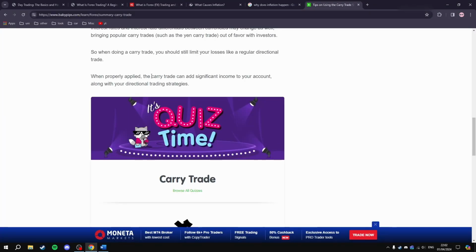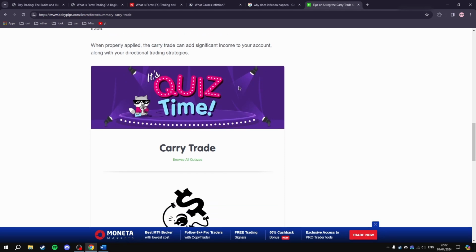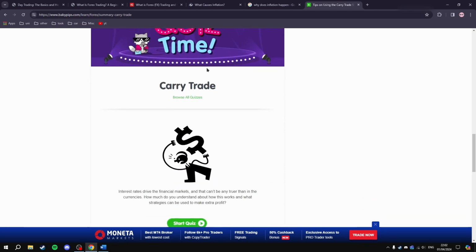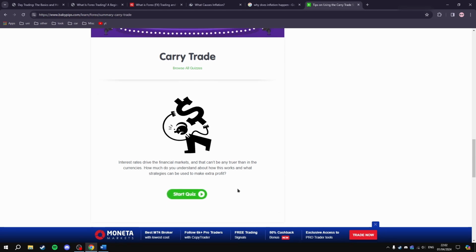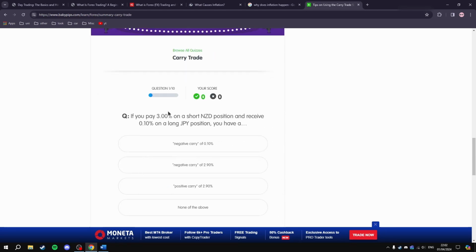When properly applied, the carry trade can add significant income to your accounts along with your directional trading strategies. Cool quiz. Interest rates drive the financial markets, and that can't be any truer than in the currencies. How much do you understand about how this works, and what strategies can be used to make an extra profit?